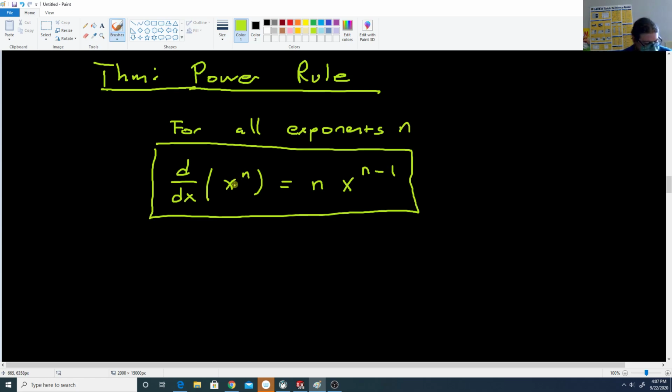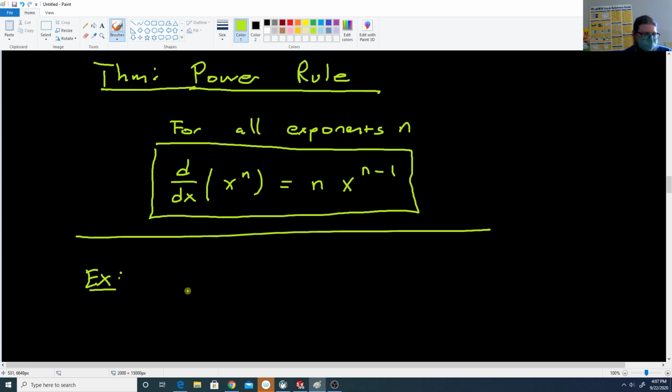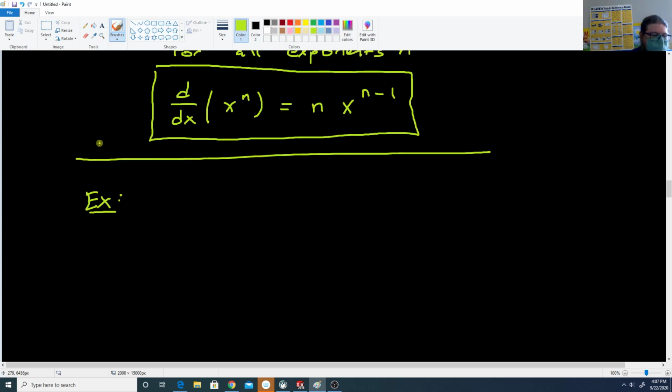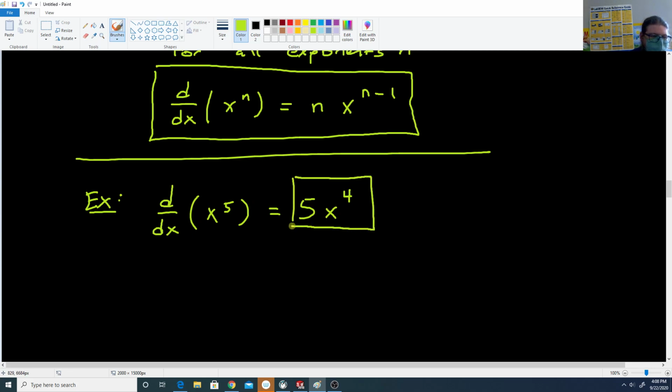So, kind of what does this look like? So for example, we'll write it out with the d dx stuff, and then we'll look at it in the prime notation method. So let's say I wanted to do d dx of x to the 5th. This would equal, by this thing here, 5 times x to the 5 minus 1, which is 4. So the power pulls down, and then you subtract 1 from the power. That would be your answer there.